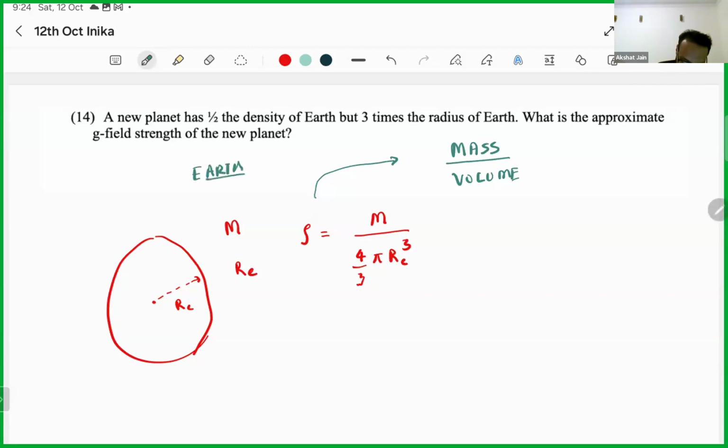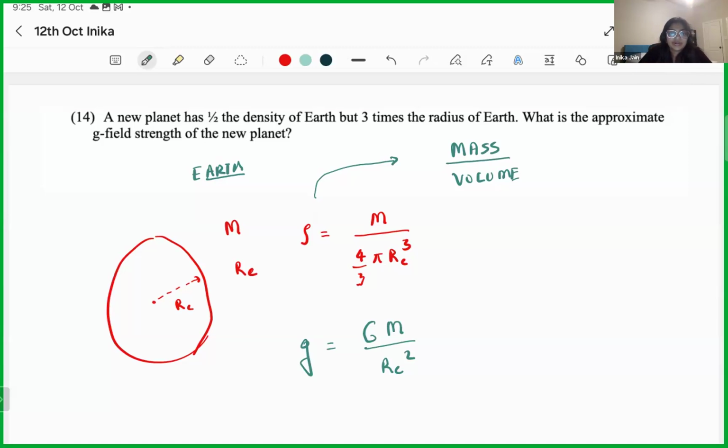Now, what is the G value on the surface of the Earth, Inika? G capital M by RE square. This is what I have explained to you in the previous question, no? G M by RE square becomes G multiplied by M, right? All right. Can I express this G value in terms of density? Can I do that? Yes. How can I do that?